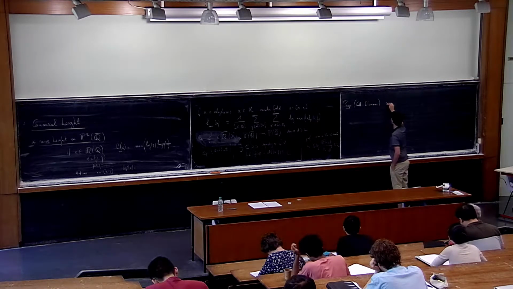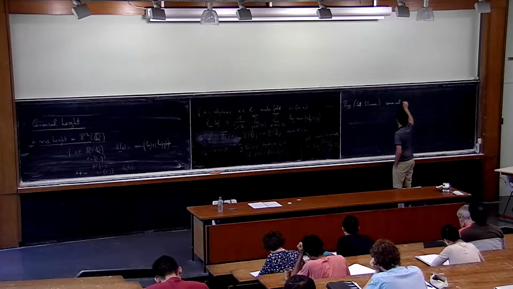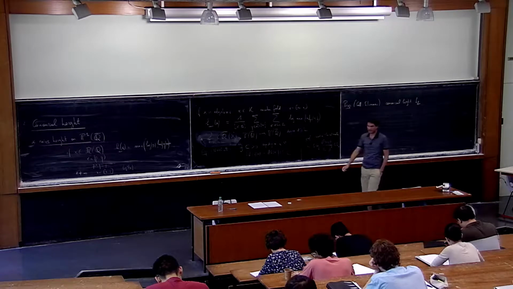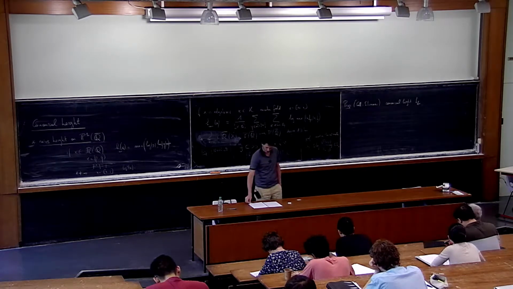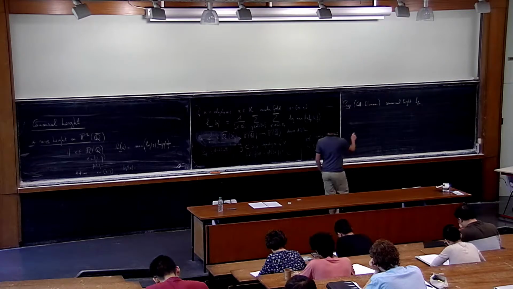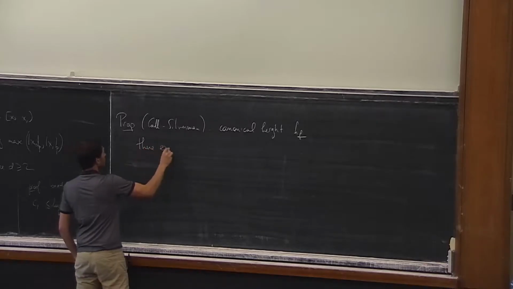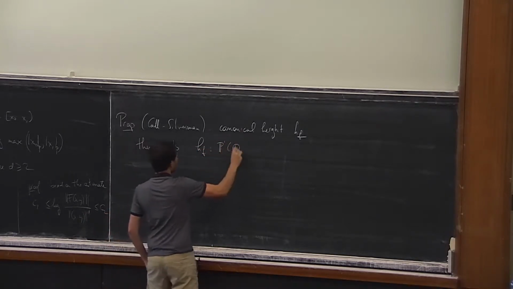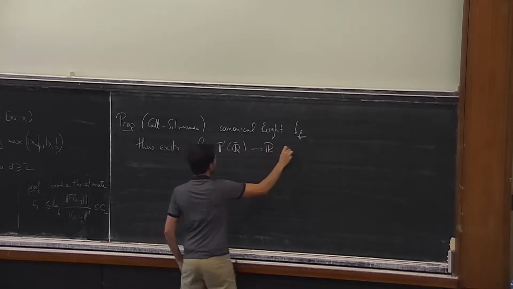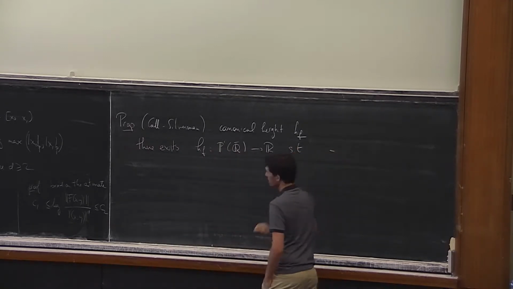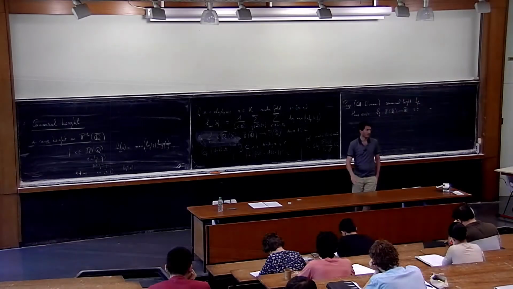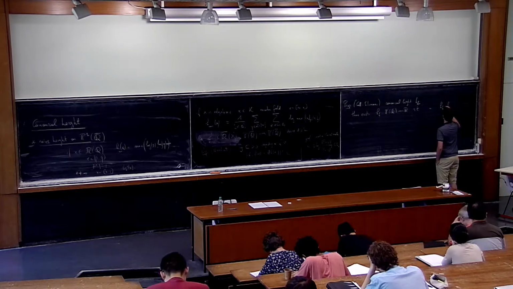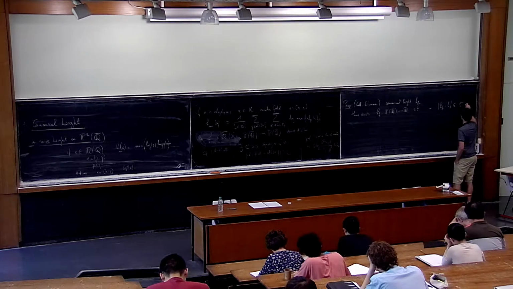So it's the construction of the canonical height, HF. This is a very easy fixed point argument. There exists HF, a height function, such that it is at bounded distance from the standard height. So HF minus H is less than some constant depending on F.